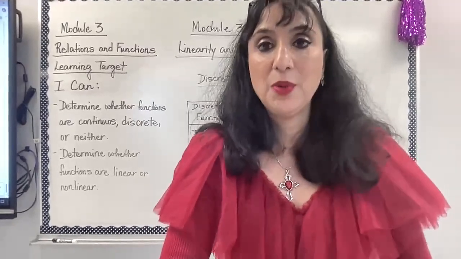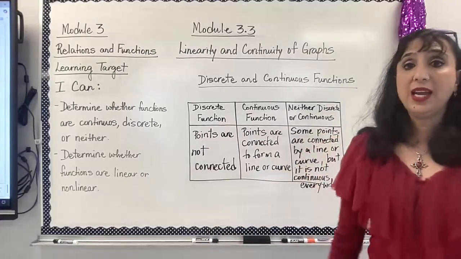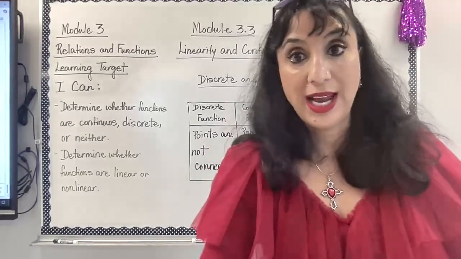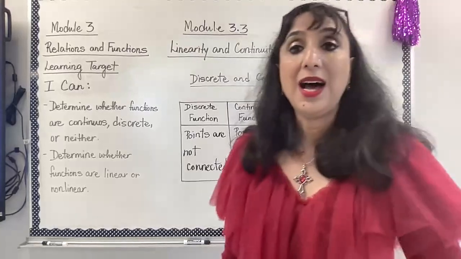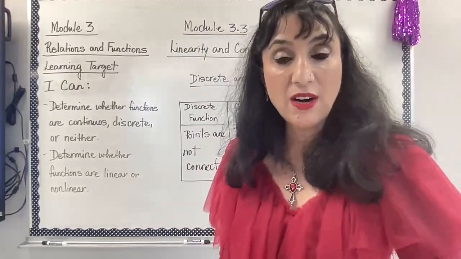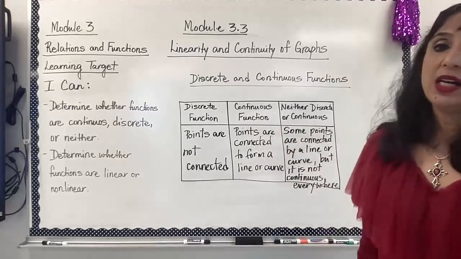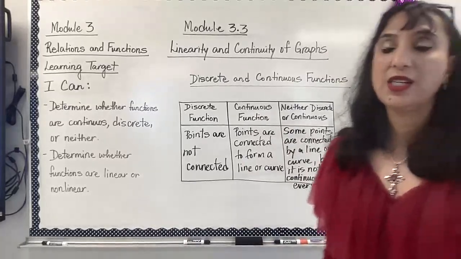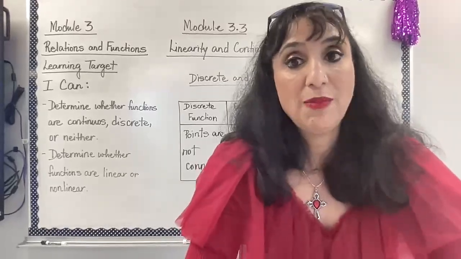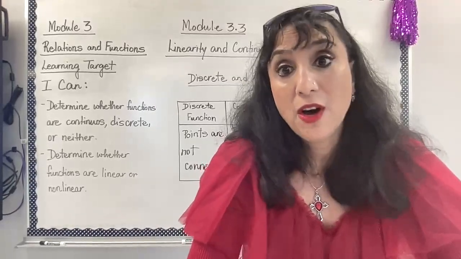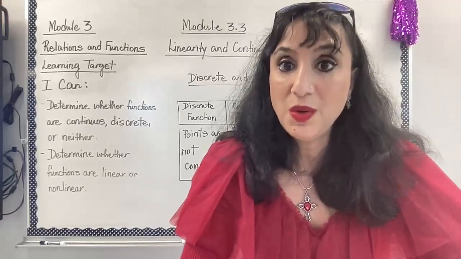Please remember the 3 important things that we have learned are the 3 different types of functions. And again, in a discrete function, the points are not connected. In a continuous function, points are connected to form a line or a curve. And then in neither discrete nor continuous, some points are connected by a line or curve, but it is not continuous everywhere like in a continuous function. And then just remember the standard form of a linear equation is ax plus by is equal to c.